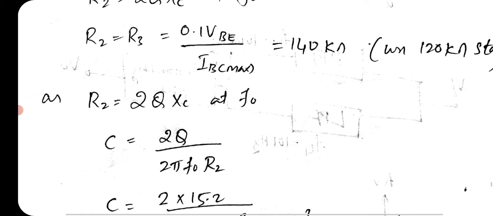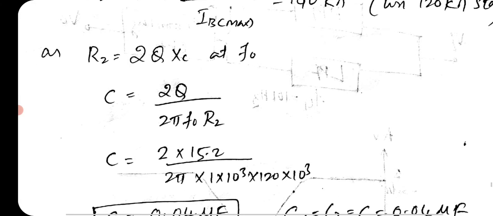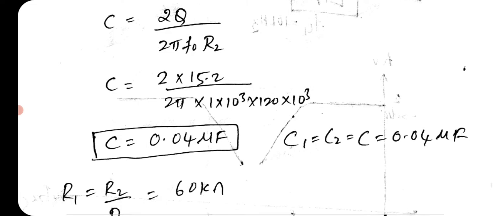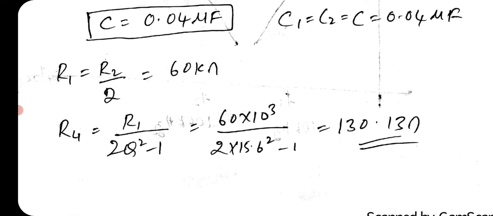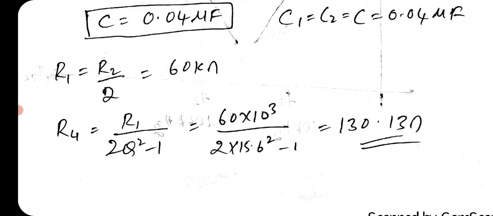R2 equal to R3, C equal to 2Q, this formula is given to you. With this you can calculate capacitance C, which is also equal for C1 as well as C2, right? Finally you have to calculate R4 value. It is coming out to be 130 ohms.